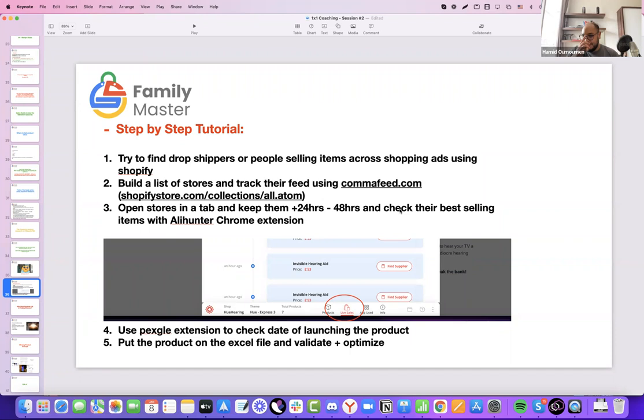Then you go and check their best sellers in Ali Hunter. Because when you keep watching the store for a while, for example 24 or 48 hours, you see that a lot of sales are coming. Then you check which products are selling well and put them on the Google Sheet that I give you, and do the keyword research, the validation and everything from scratch. Then if the product is good, we upload it to the store and we can try it.